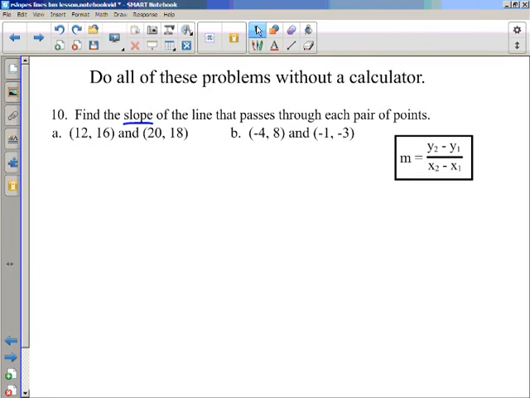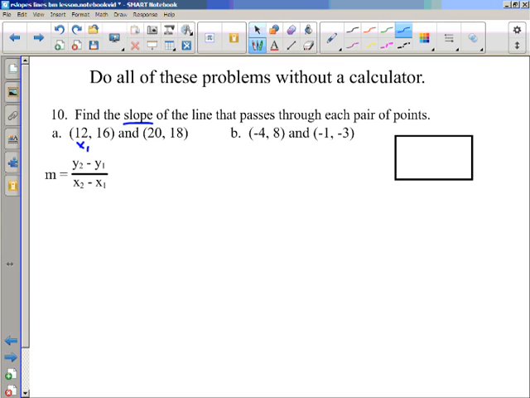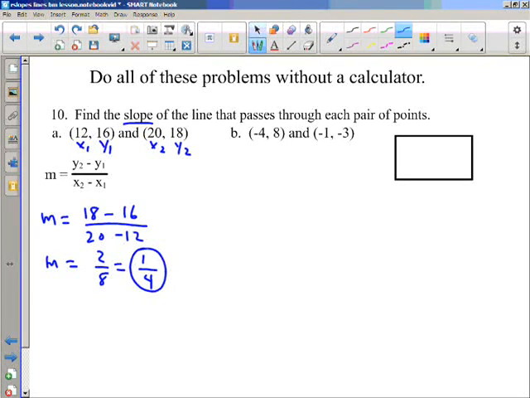Well, in this case, it's kind of nice to read the problem and realize I don't have to get an equation, I just have to get a slope. And remembering my slope formula lets me plug in, if I label x1, y1, x2, and y2, I get 18 minus 16 over 20 minus 12, and that is 2 over 8, which is 1/4. Slope of 1/4, that is our answer.